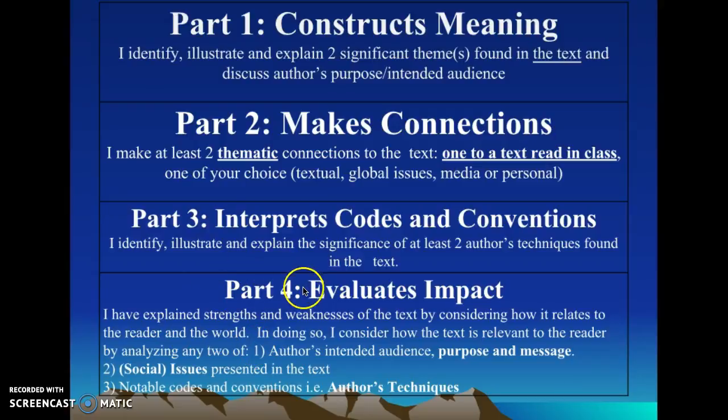This is the fourth and final section of the response writing crash course, and we'll be looking at part 4, evaluates impact. This must be your concluding section. Unlike the previous 2 videos, you are unable to switch this. This must be your closing statement.